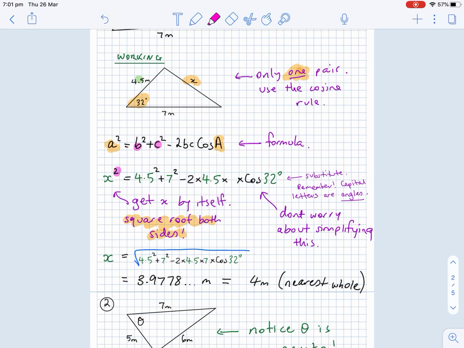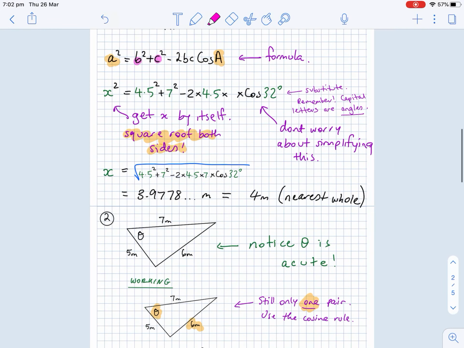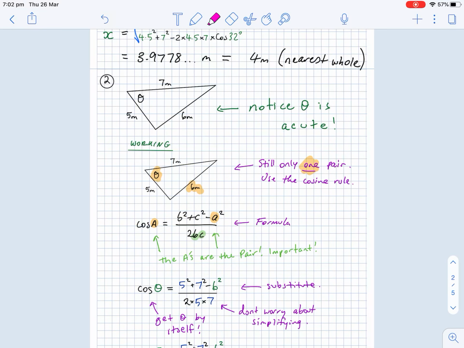So x is with this squared. What's the opposite of squared? Well, square root. We have to square root both sides. So when we square root all this, it looks like this. And you put all that into a calculator and it comes out as that. And to the nearest whole is 4 meters. The 9 rounds up, obviously. Okay, let's try the next one.